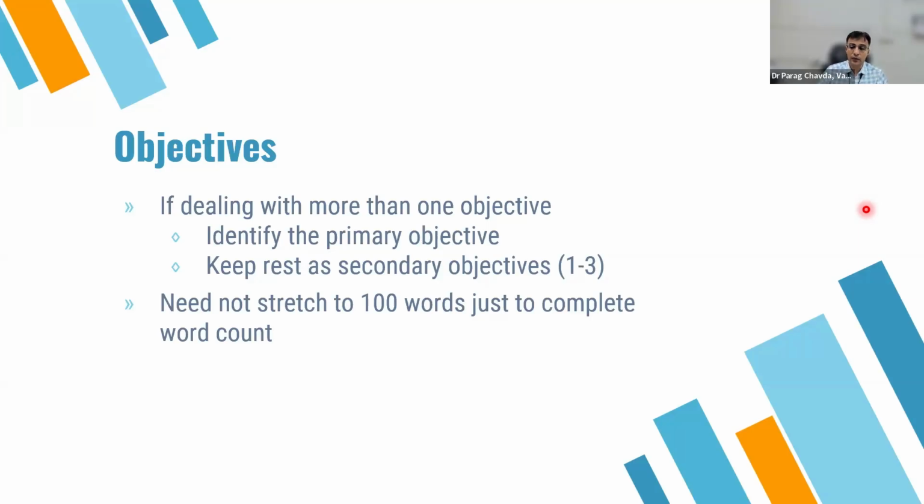The guidelines say that you can use a maximum of 100 words to describe your objectives, but you need not have to stretch to 100 words. So it's not necessary that your objective section has to have 100 words. If you can reasonably and clearly communicate your study objectives within 50 words, within 60 words, that's also completely fine. Right?